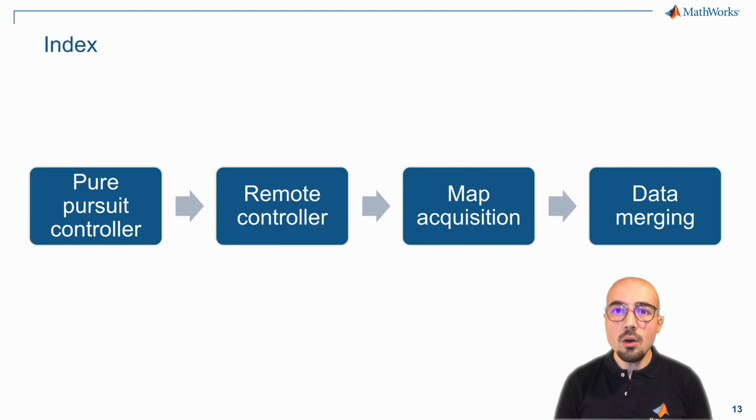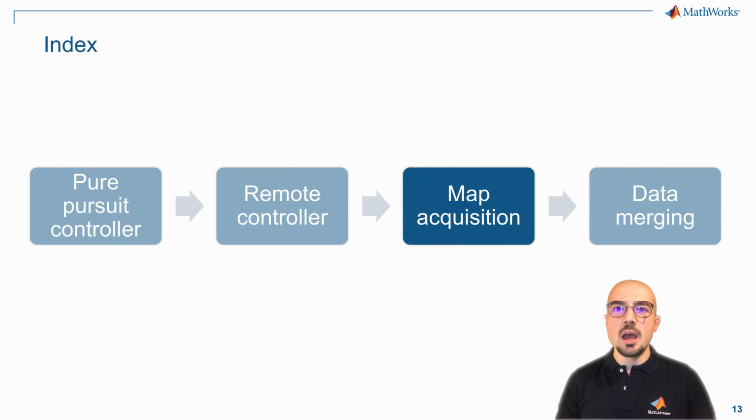Now we will speak about the map acquisition. This is very important for the overall architecture of the robot because we need to know the environment in which the robot is. In particular, we will see how to acquire lidar data in the system.